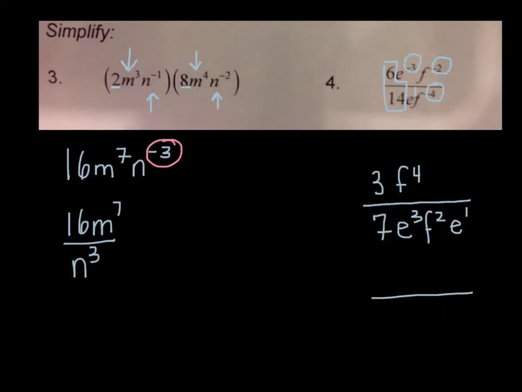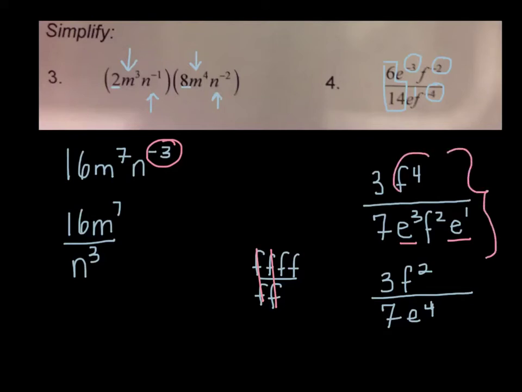Okay, so now I have 3 over 7. And if you think about the f's, I have f to the 4th in the numerator, and I have f squared in the denominator. 2 of those pairs will cancel, leaving me f squared in the numerator. And then these guys are side by side, so I'm just going to add those exponents together and I'm going to get e to the 4th. Okay, I know I'm not done in this area right here because I have multiple f's and I have multiple e's. Okay, you're not done until you have one of each letter. There can't be multiple variables that are f.